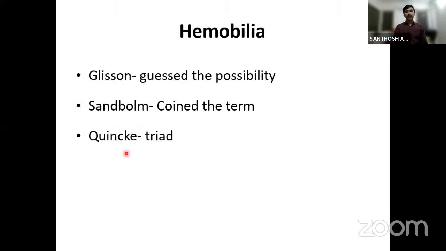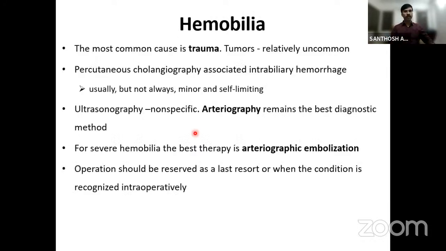Okay, so it is called Quincke's triad. Glisson actually guessed the possibility of hemobilia, but the term hemobilia was coined by Sandblom. Okay, so no confusion. Glisson guessed the possibility, Sandblom coined the term, and it is called Quincke's triad. It can occur in 16 to 25% of the patients.